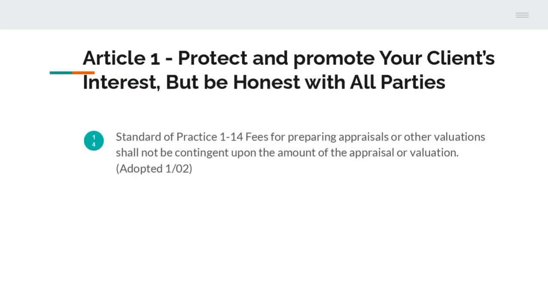In Standard of Practice 1-14, fees for preparing appraisals. Now, this only applies to licensed appraisers if it comes to preparing an appraisal. It cannot be based on the value of the property. So if it's a low price, I'll charge you less money. If it's a higher price, if it's a $1 million property, I'll charge you more. That would be a violation of the Code of Ethics. For us as real estate agents, this would apply if somebody asks us to do a broker's price opinion. Again, we are not allowed to charge more money if the price is lower or higher. It has to be a fair price.